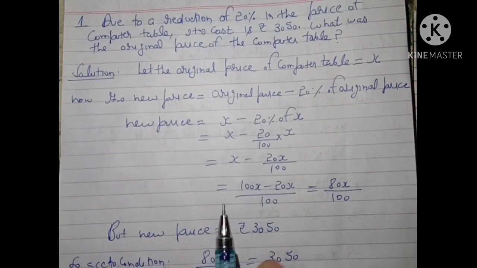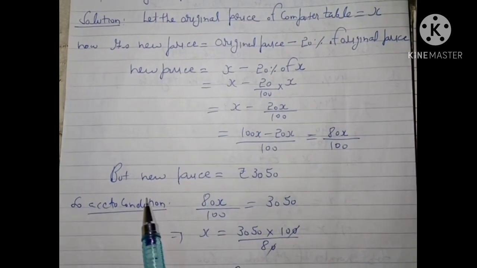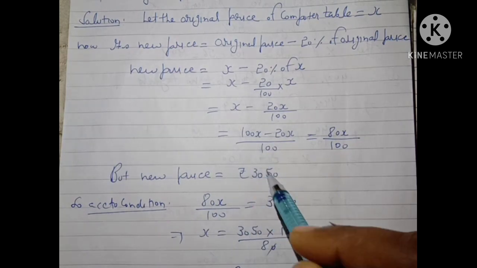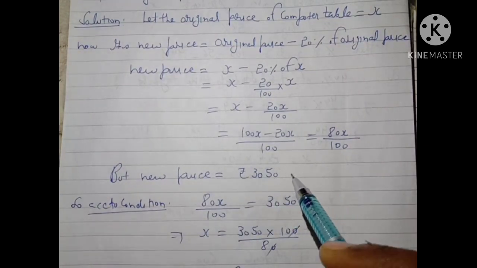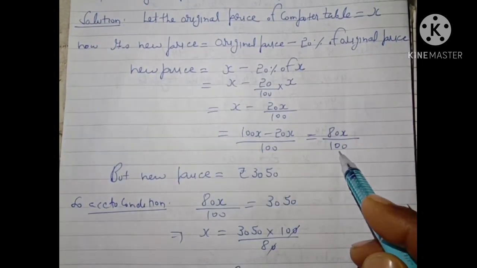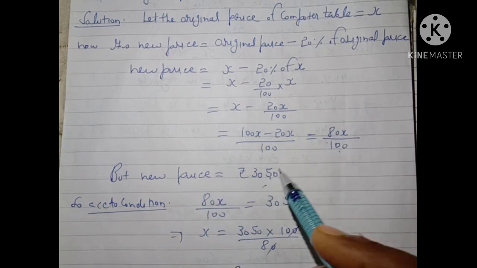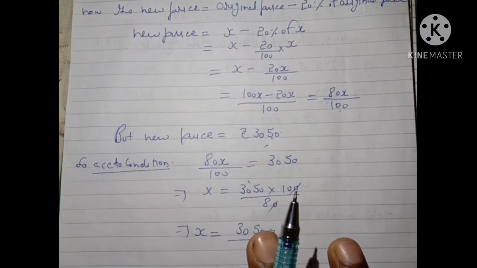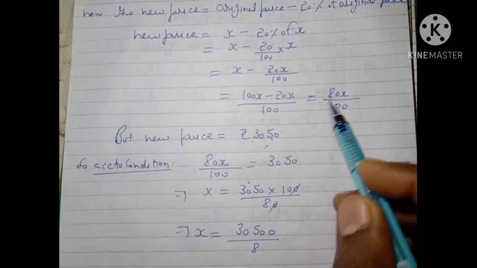Now you can see in the statement its new price is also given to us, that is 3050 rupees. One value is given to us and one value we found by making the equation, and these two values are equal, because both are the new price. So we take these two values equal and then we can solve the equation. According to the condition this is also the new price and this is also the new price, so both values are equal.